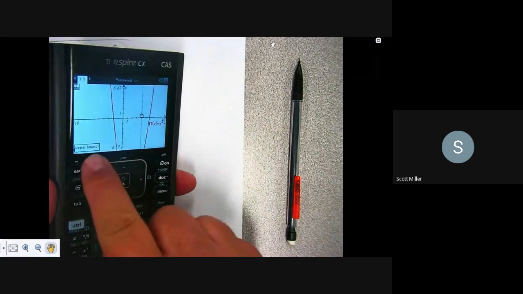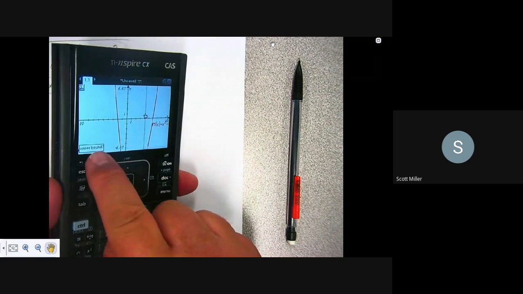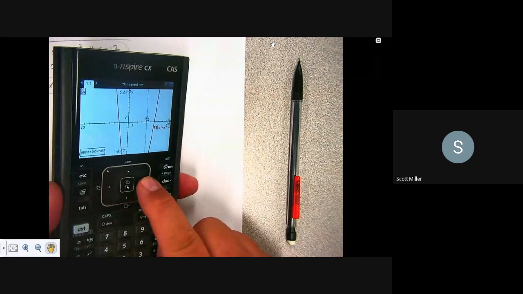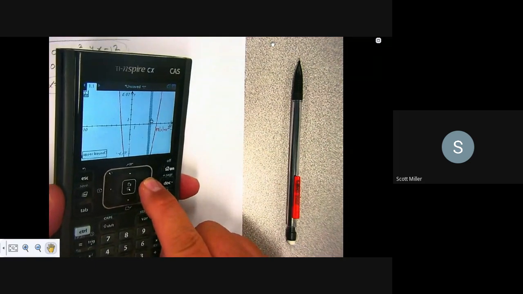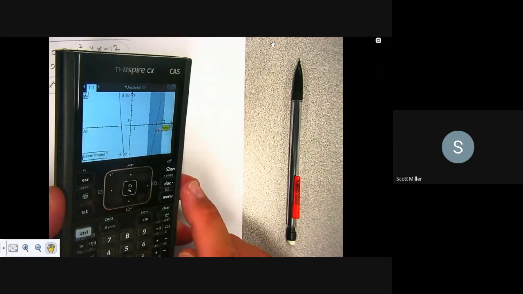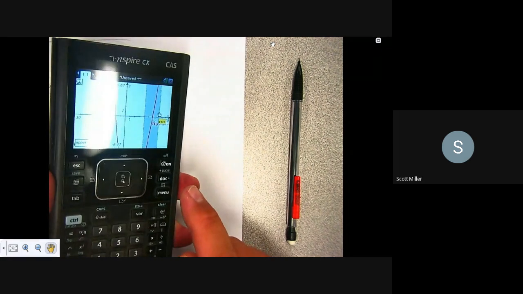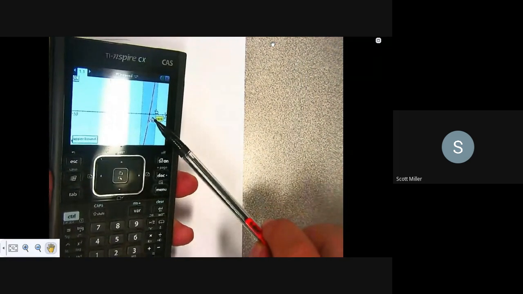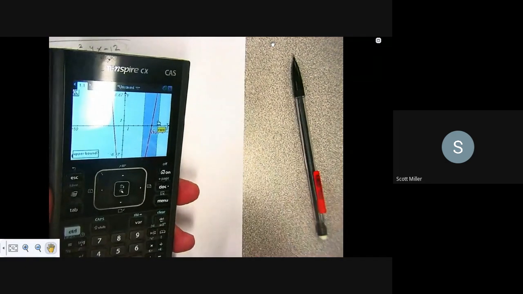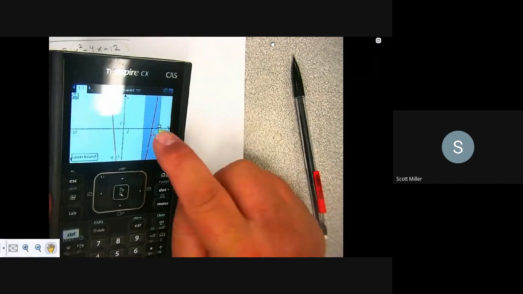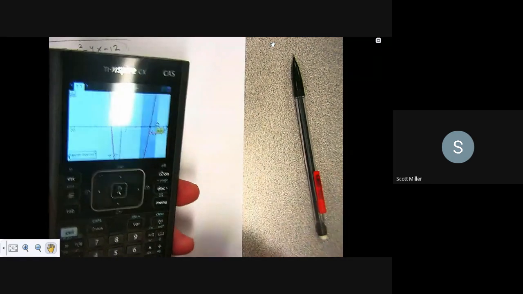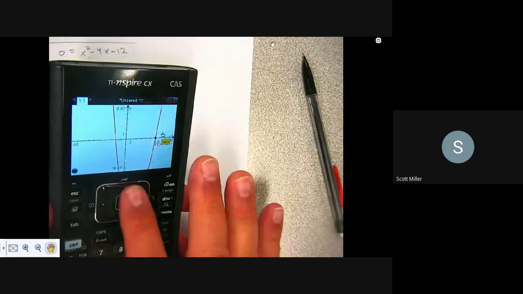Notice that now it changed to upper bound. What they want you to do there is move that little line to the other side of where the x-intercept looks like. And look what happened. See how that dot popped up right there? What it's using is a mathematical technique called the intermediate value theorem. It's finding that dot for you as you move across. Hit enter, and it solidifies that zero.